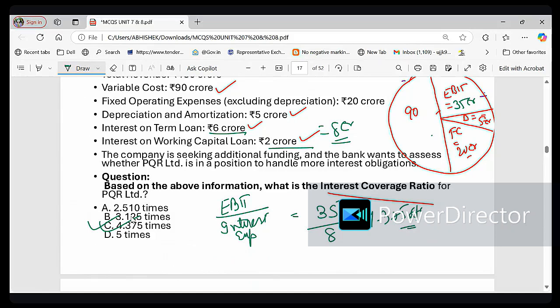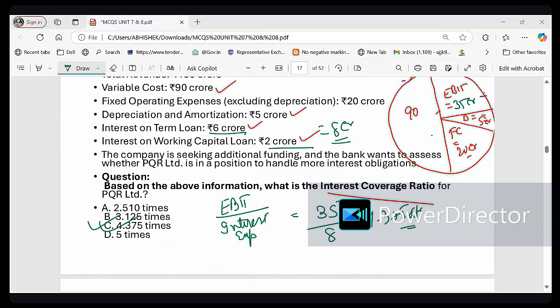That is actually a strong position. It tells the bank that we are financially healthy. Even if the profit drops, we can still pay the interest, right? And this is what the bank assesses before giving the loan. Please tell me, is the concept clear regarding this interest coverage ratio? How to go about solving a problem based on interest coverage ratio? I hope it is clear now.